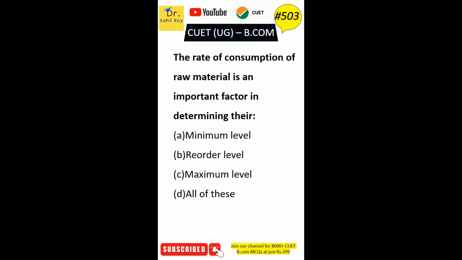The rate of consumption of raw material is an important factor in determining their dash. Option A minimum level, option B reorder level, option C maximum level, option D all of these. इस क्वेश्चन का सही आंसर है ऑप्शन D all of these.